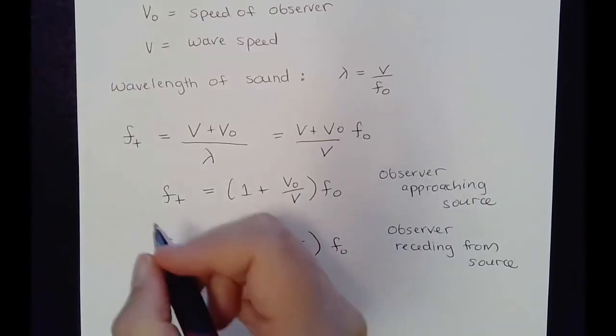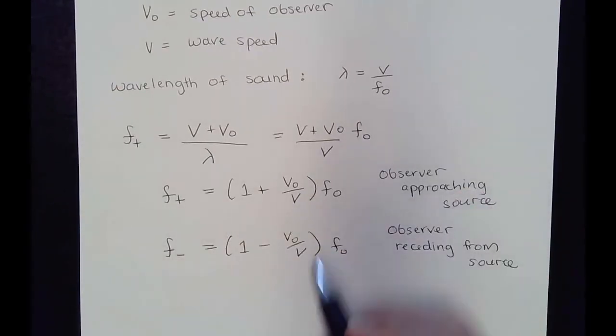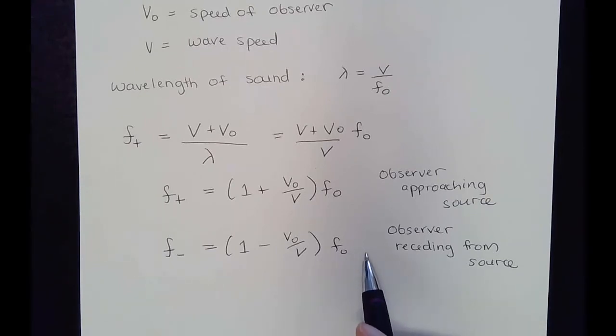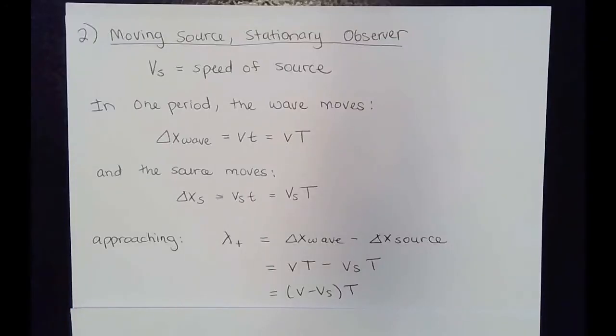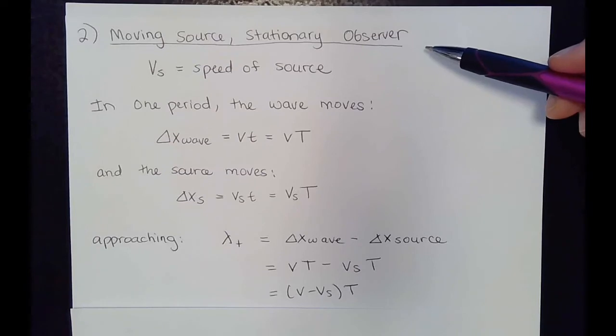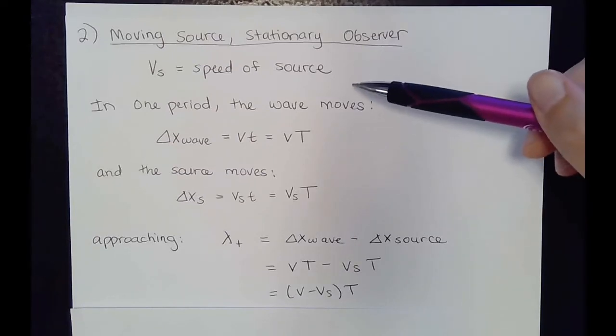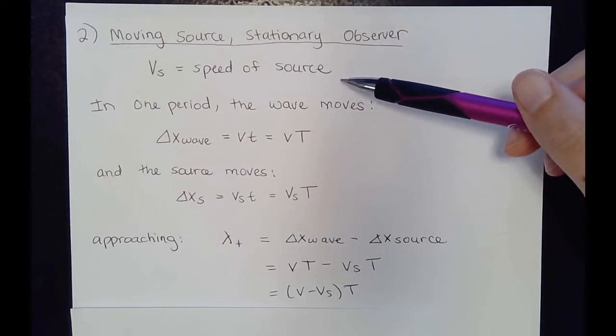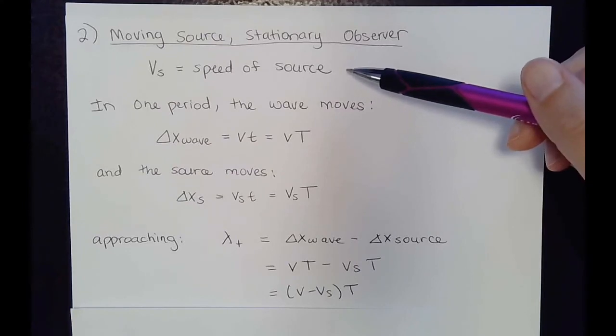So in this first case, we're going to get a higher frequency, and then moving away, the observer would perceive a lower sound frequency. Okay, now let's consider the moving source and the stationary observer case, case 2. We need one more definition here. Vs is the speed of the sound source.